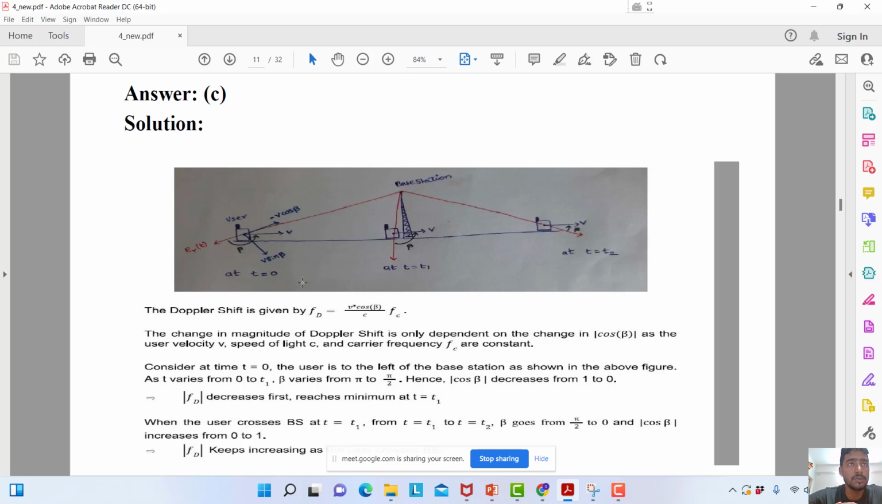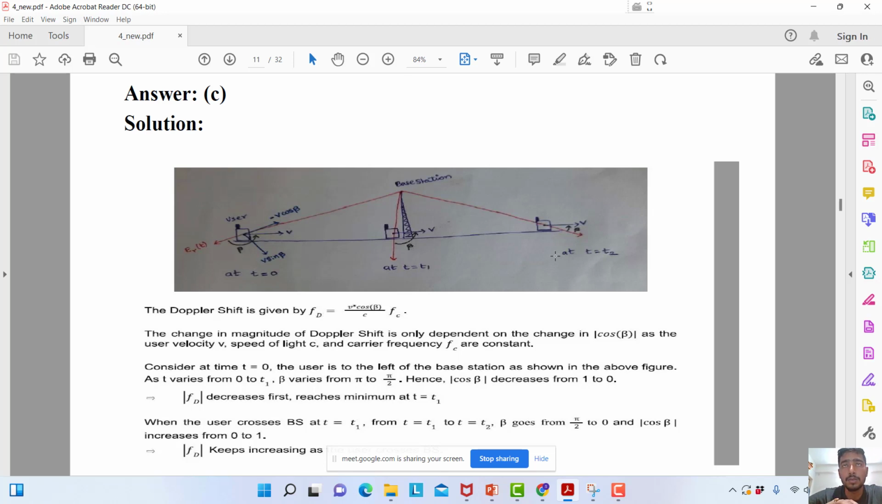Firstly we consider the scenario at t equal to 0. The user is to the left of the base station, as shown in the figure. As t varies from 0 to t1, beta varies from pi to pi by 2. Just put the value of beta in this equation. Cos beta goes from 1 to 0, which means fd is decreasing. Cos pi has magnitude 1, and cos pi by 2 becomes 0. So from 0 to t1, our Doppler shift is decreasing.